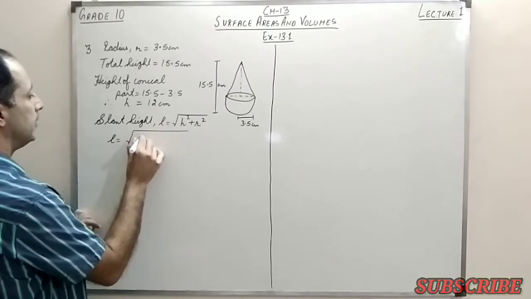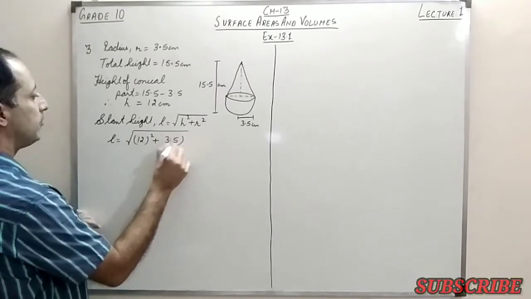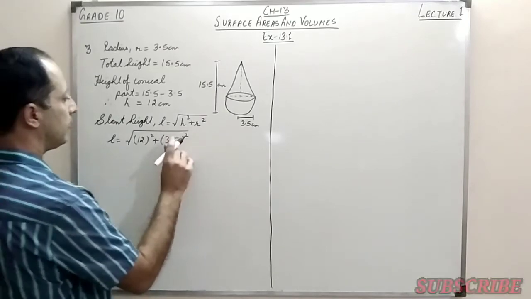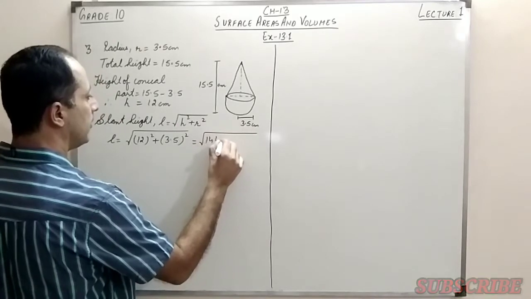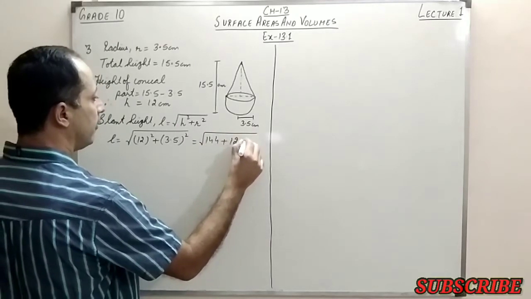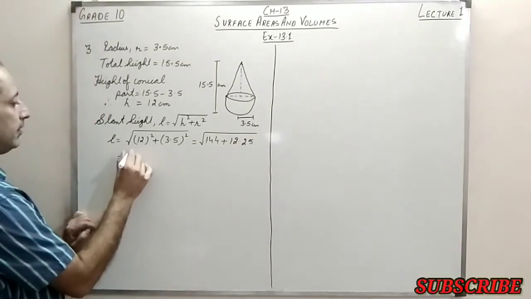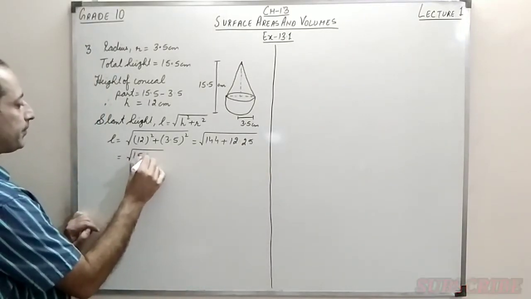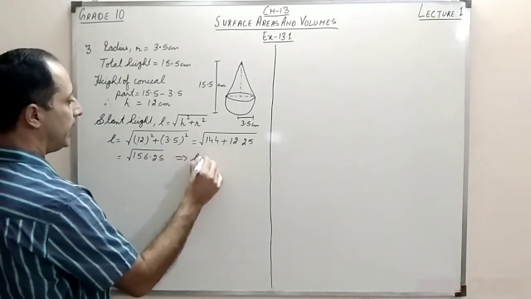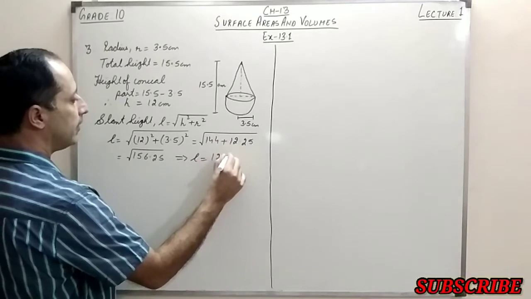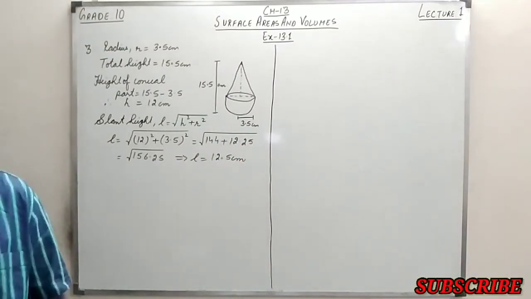So this is 12 square plus 3.5 square. Right, so what we have here, this is 144 plus 12.25, and we get it as 156.25, and this means the value of L is 12.5 centimeter, right? So this is the way we find the L.